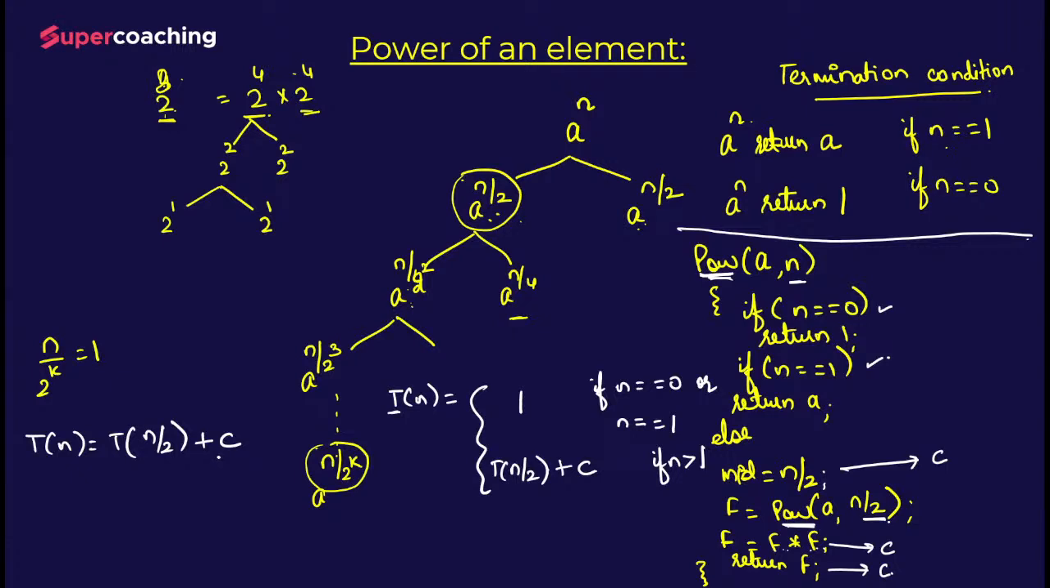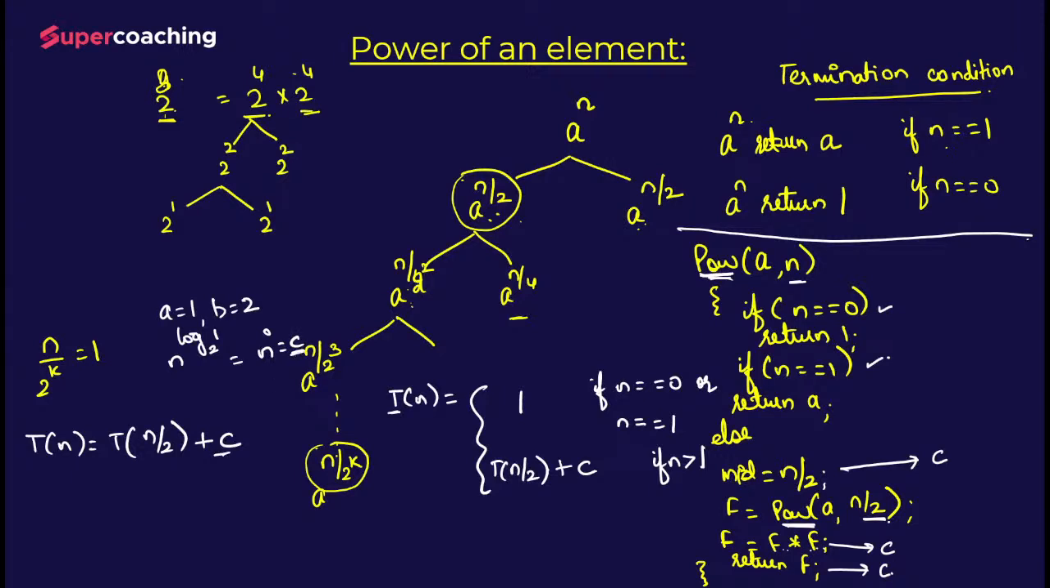We can use any method. We can use the substitution method. We can use Master's theorem. So with the Master's theorem here, A is 1, B is 2. When you find n raised to power log A with the base B, this comes out to be n raised to power 0, which is constant.